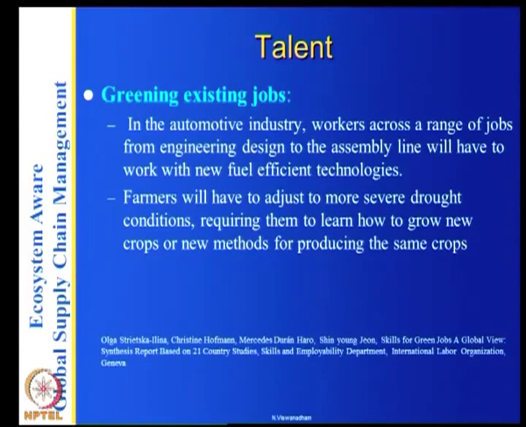So, greening the existing jobs. For example, in the automotive industry, workers across a range of jobs from engineering design to assembly line will have to work with the new fuel efficient technologies. If you are working with petrol engines, now you have to work with battery driven cars, and you should see what it means. Basically, instead of petrol stations, you need battery charging stations.